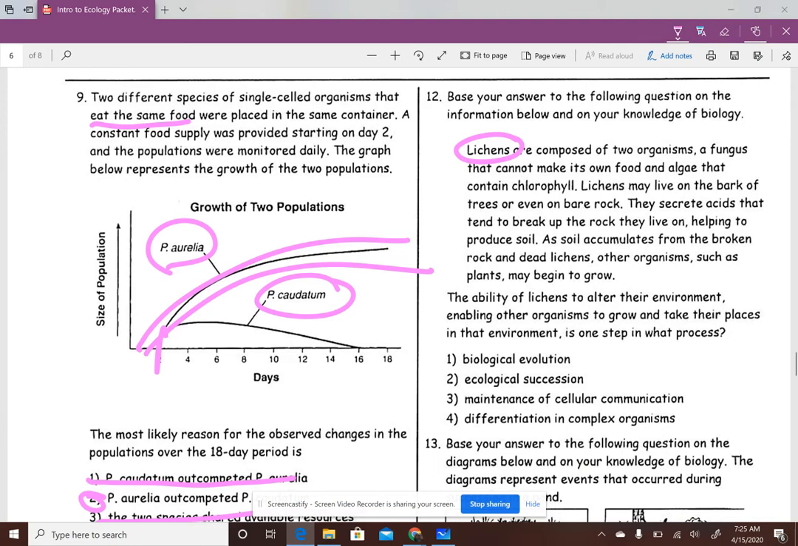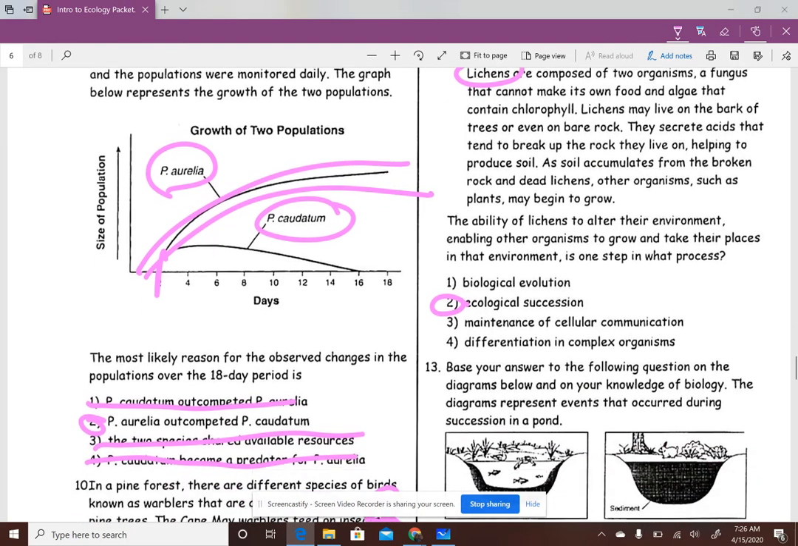Lichens may live on the bark of trees or even bare rock. They secrete acids that tend to break up the rock they live on, helping to produce soil. As soil accumulates from the broken rock and dead lichens, other organisms, such as plants, begin to grow. The ability of the lichens to alter their environment, enabling other organisms to grow and take their places in that environment, is one step in, and here we go, ecological succession.